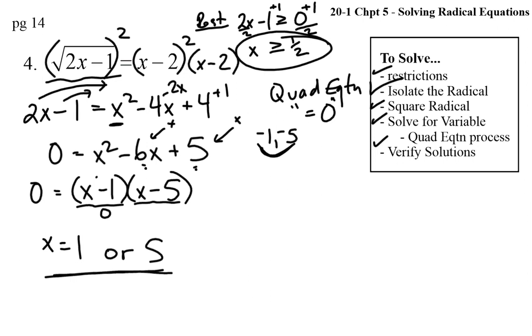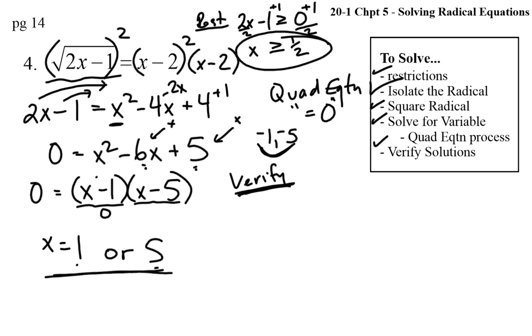First thing, restrictions told us that x had to be greater than or equal to a half. It's definitely greater than a half, so we're okay there. But now we need to do a verification. What's important to understand is when you verify, you don't necessarily have to show a big, long process with it. If you get an extraneous solution, that's what you should show. But you don't have to do a whole big, long process. I'm just showing you how you can do a verification.